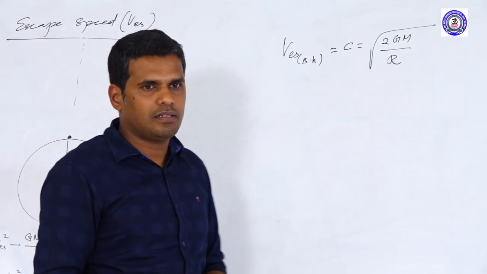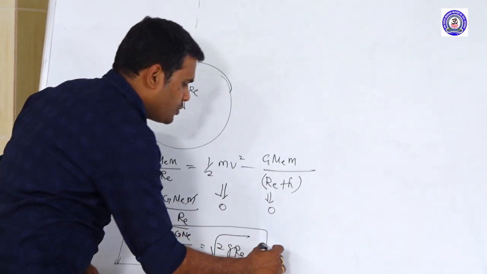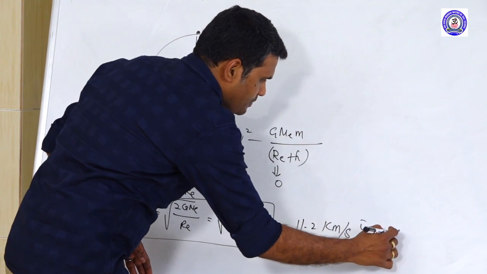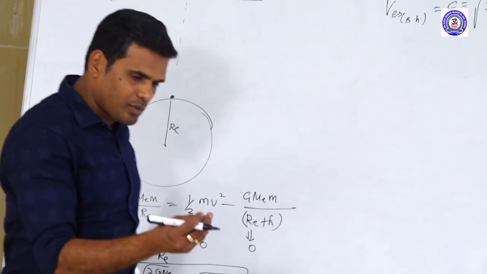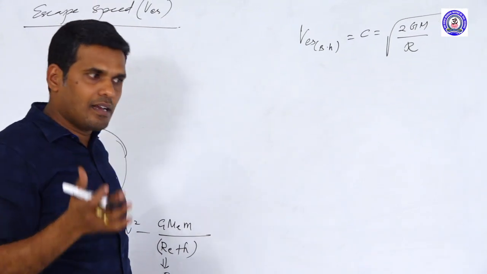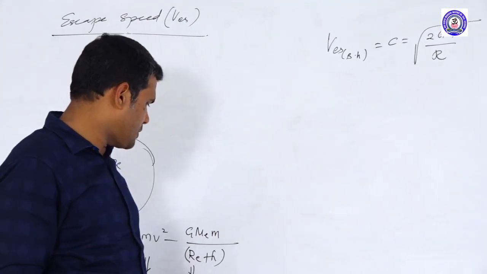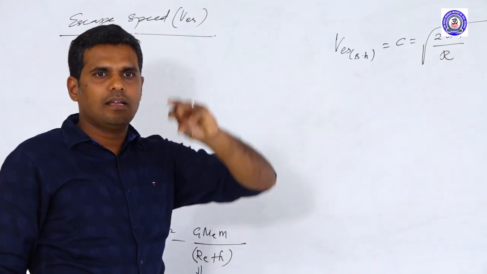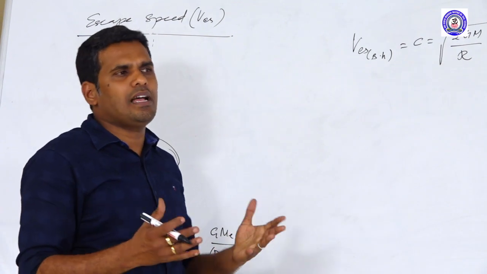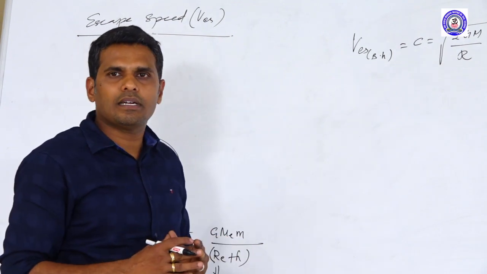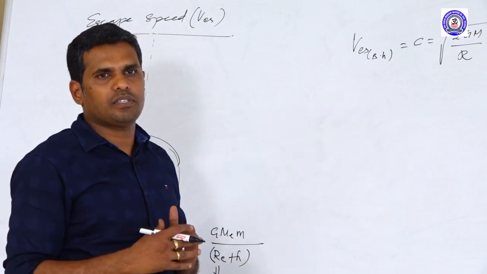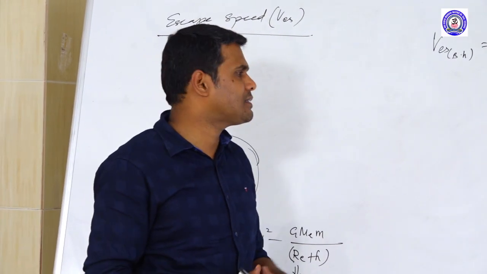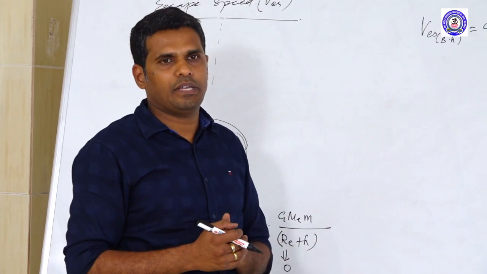Whatever the mass, its escape speed is 11.2 kilometers per second in the case of Earth. Whether you are throwing a small stone or a satellite or a very big object, the velocity must be 11.2 km per second. So it is independent of the mass of the object thrown upwards. Also, it is independent of the direction of projection. They may ask you a question: if an object is projected at an angle of 60 degrees with respect to the surface of Earth, what will be the value of escape speed? Same, 11.2 km per second, because it is independent of the direction of projection.